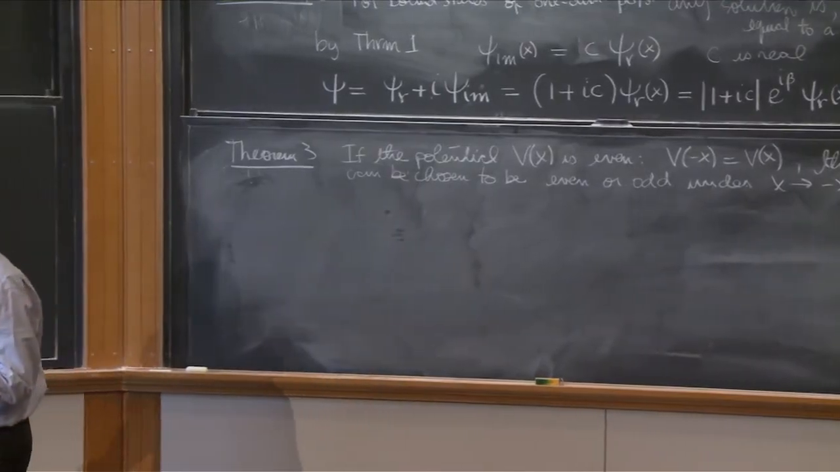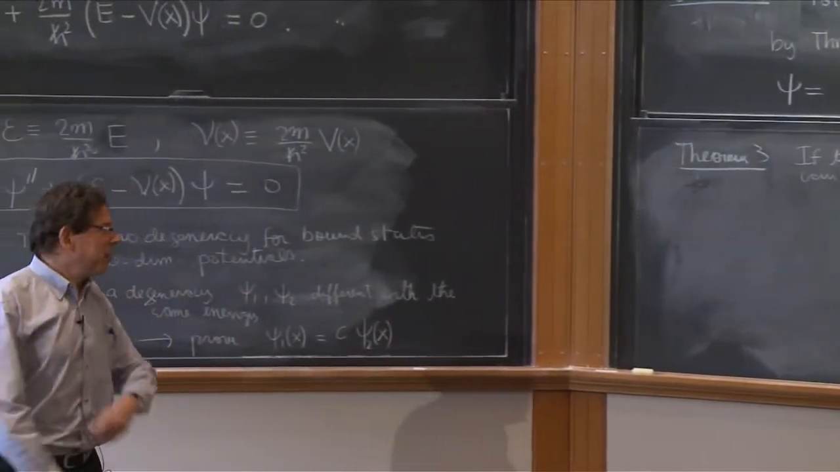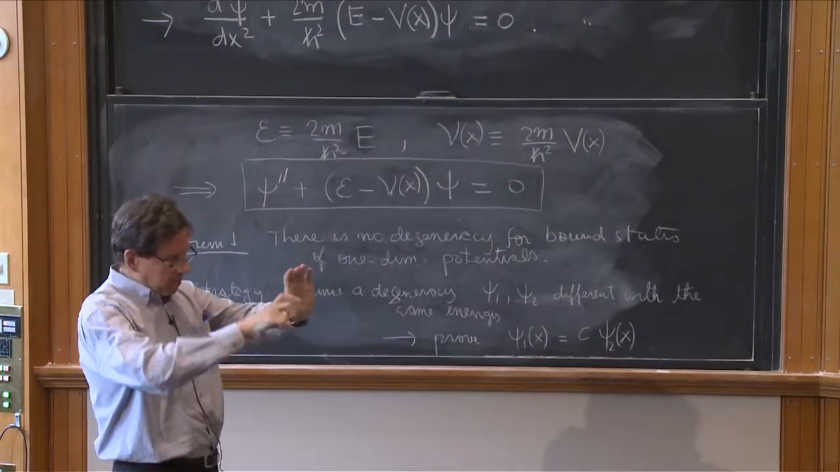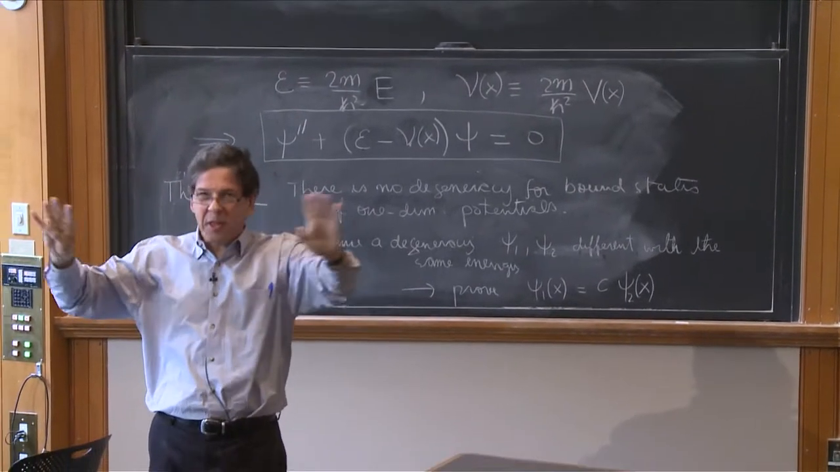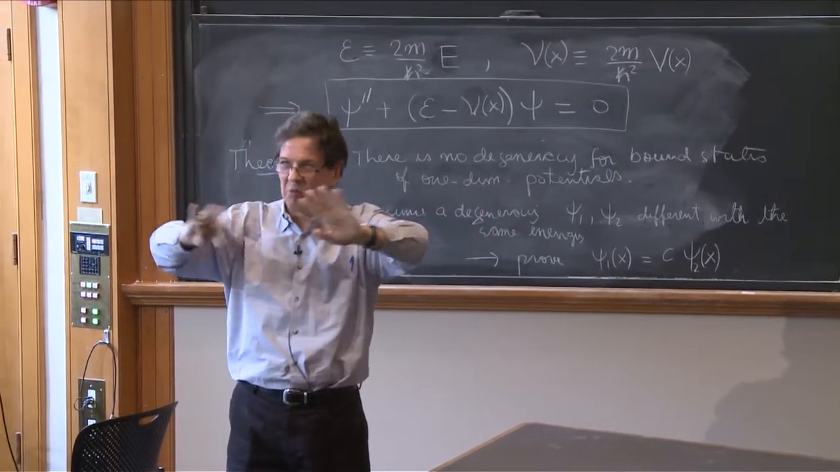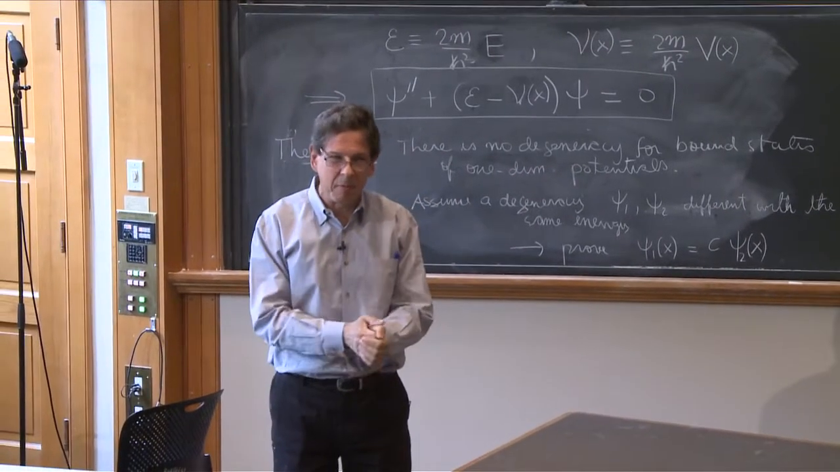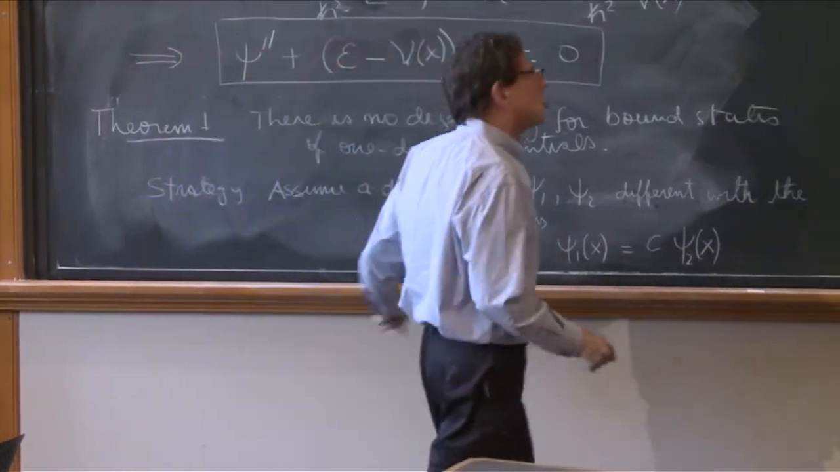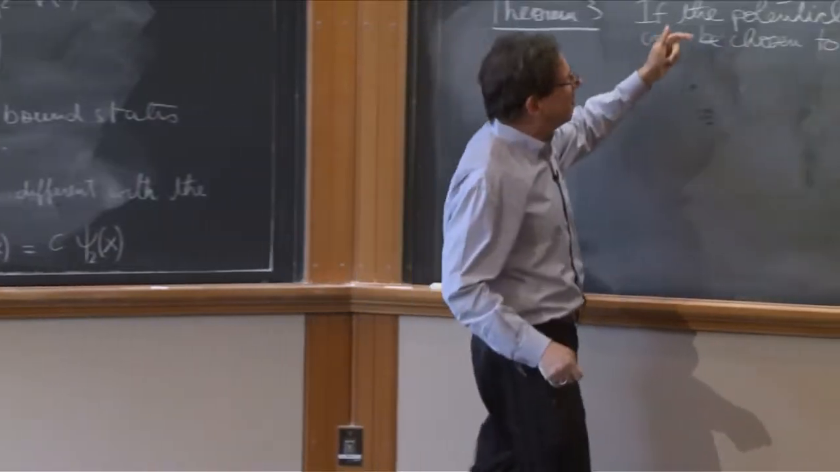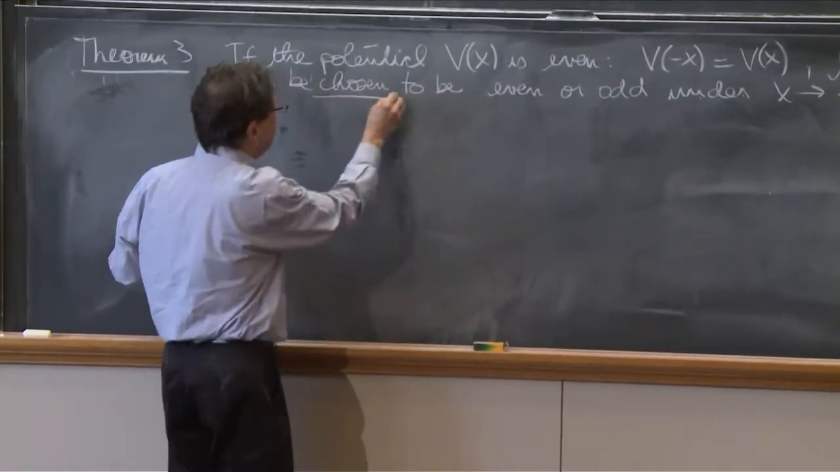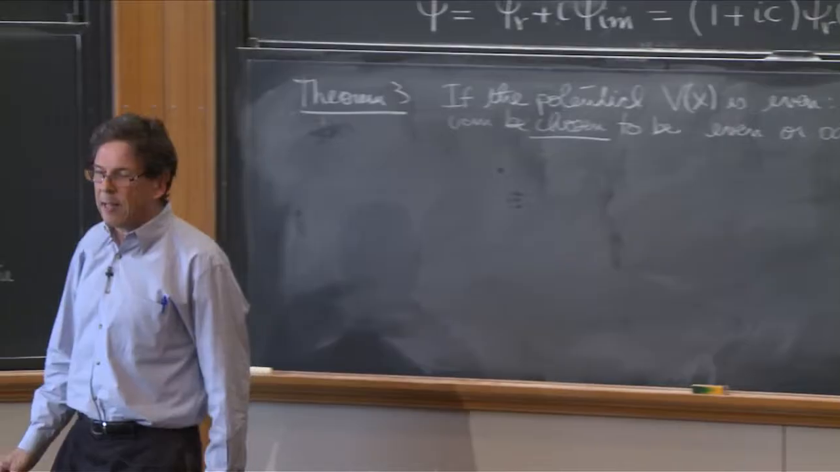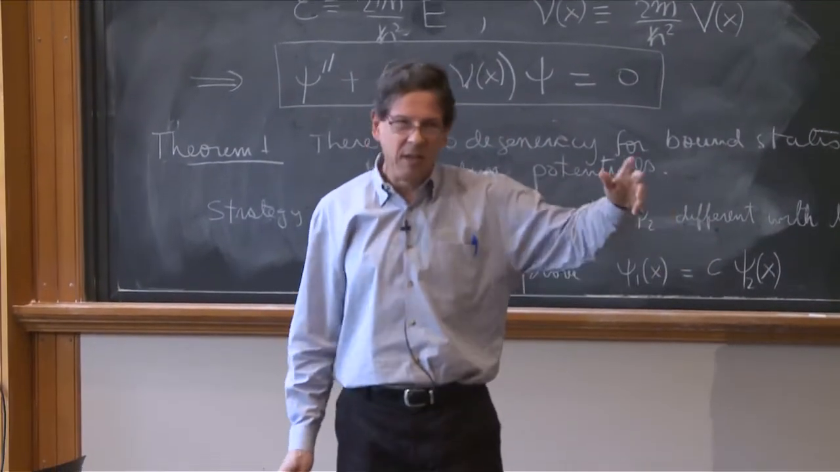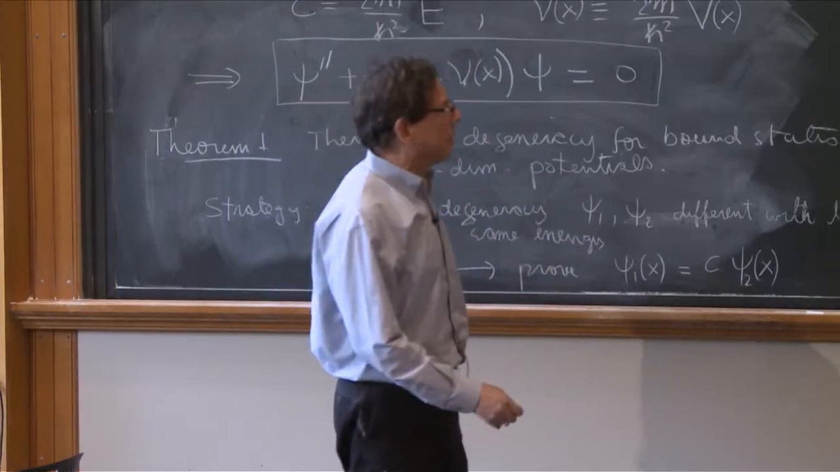Okay, so here is another claim. So the potential is even. There's no simple theorems for odd potentials. But if the potential is even, the claim is that you can choose eigenstates to be even or odd. You know, the word chosen is very important here. Otherwise, this would not be a precise statement. You cannot say the eigenstates are even or odd. You can choose them to be.